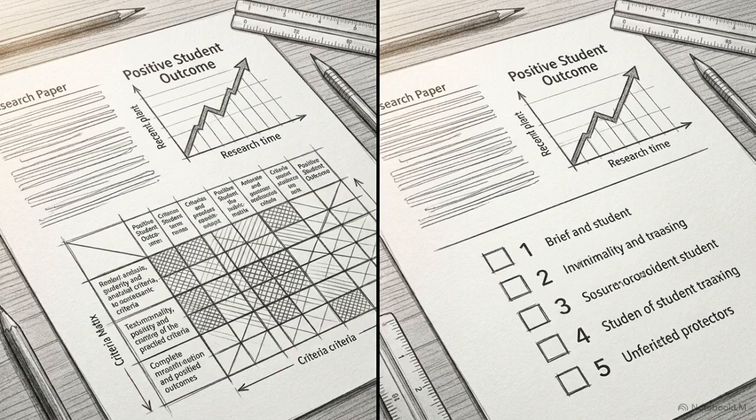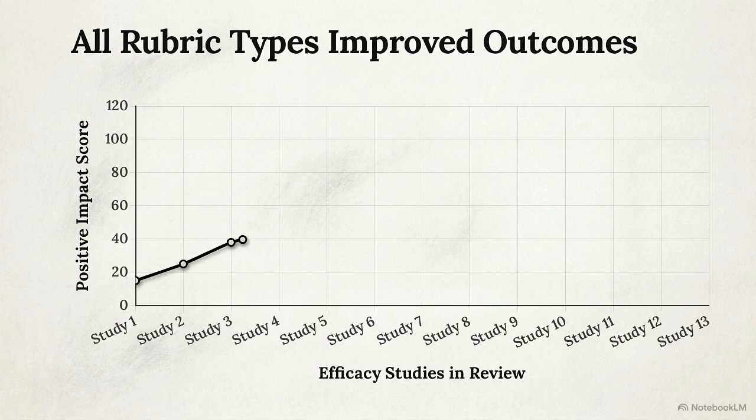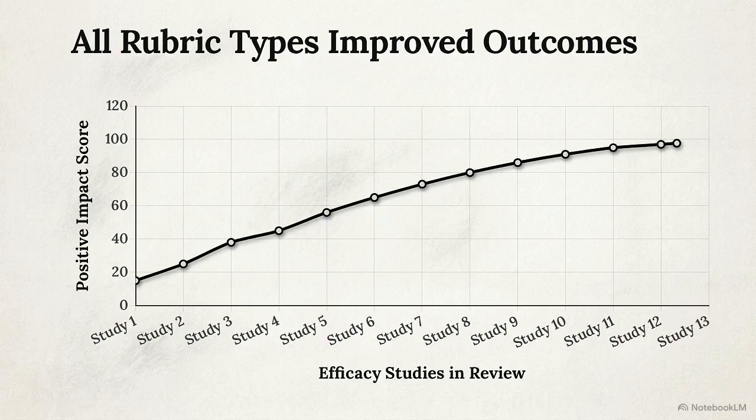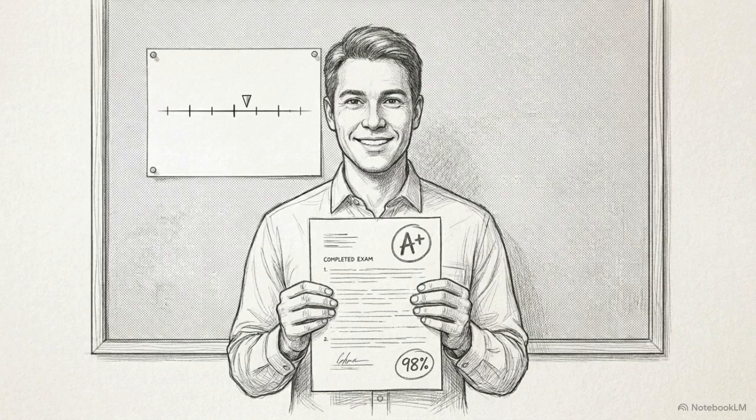This data leads to a paradox within the student outcome results reported in Brookhart's study. All 13 efficacy studies in the review reported positive learning outcomes and increased motivation. These results were consistent, whether the rubric used precise descriptive language or flawed evaluative language. If many of these tools are technically flawed, why do they still result in better student work?